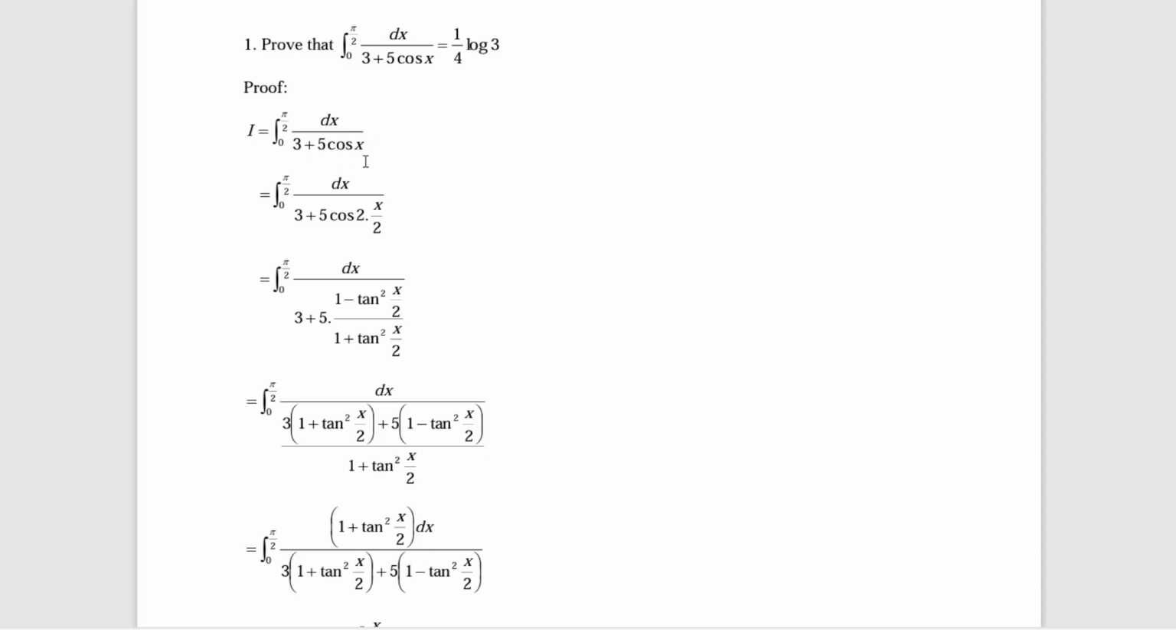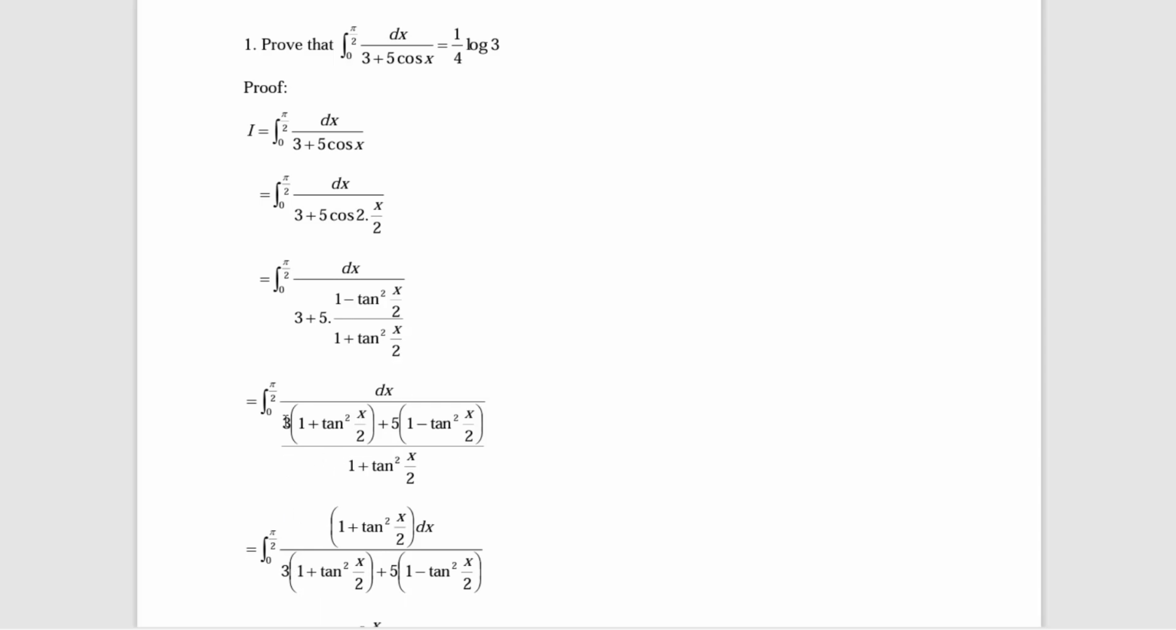But we have a formula for cos 2x, which is equal to 1 minus tan square x over 1 plus tan square x. So to apply that formula, we brought an extra 2 here. So we wrote cos 2 into x by 2. Then we applied that formula here, so we got 1 minus tan square x by 2 over 1 plus tan square x by 2. Later we just added and simplified.